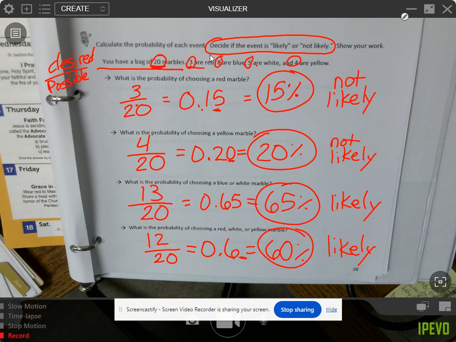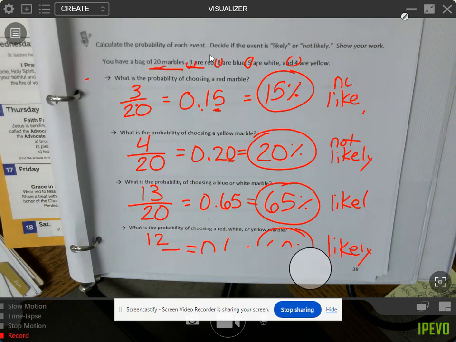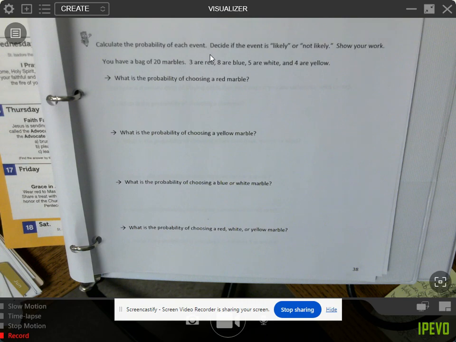So we always, that denominator is always going to be the total possible outcomes. The numerator is how many desired. How many chances do you have of that desired outcome? If we look at our second page, we are doing more of the same.